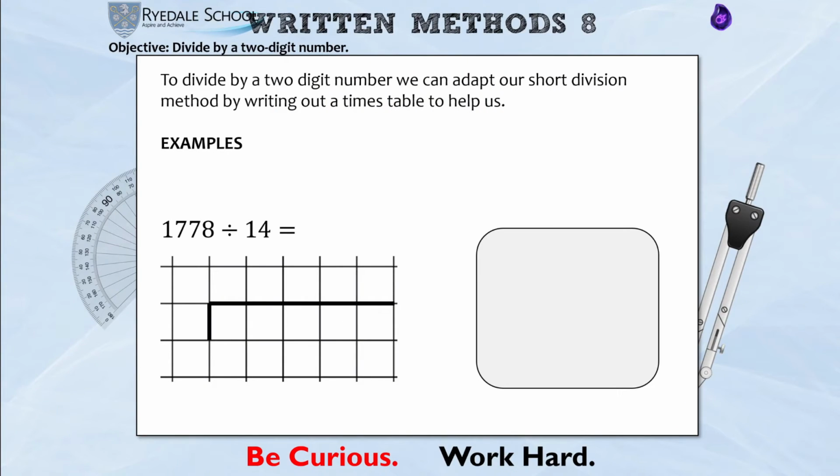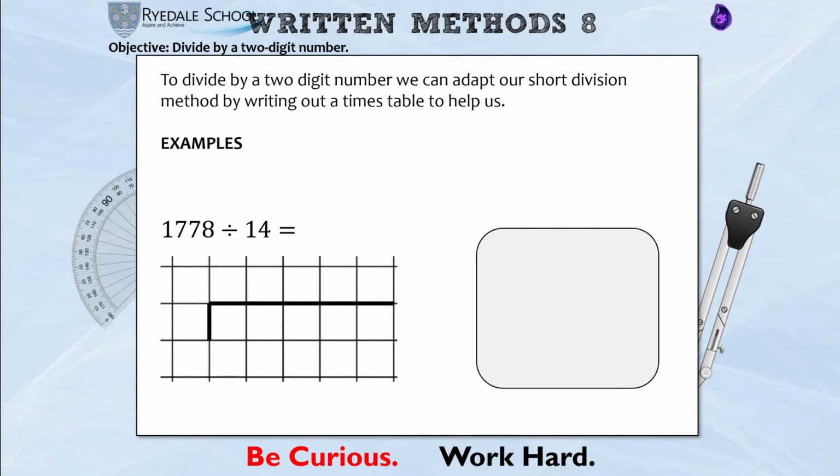Since dividing by a two-digit number is a little bit more time consuming, I thought we would just get straight into it today. If you've been able to print out the sheet, fantastic. If not, can you put the title in your book, Written Methods 8? Can you remember to put today's date down and the objective, divide by a two-digit number?